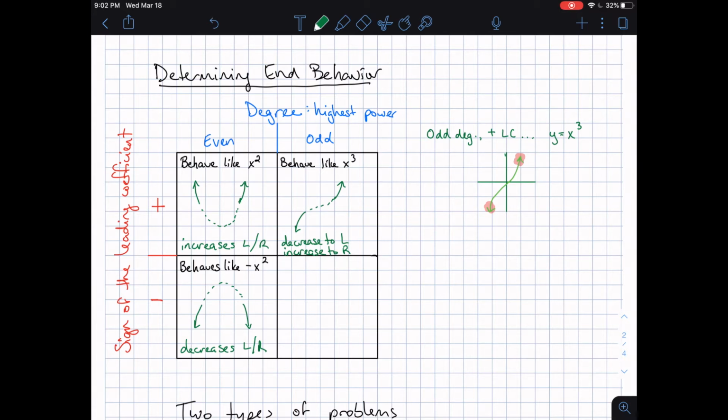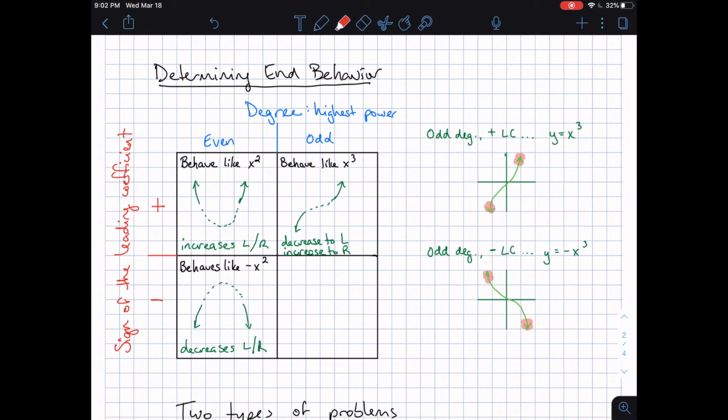Logically, if we use our intuition, I can consider what happens if I have an odd degree but a negative leading coefficient. If I consider something like negative x cubed, using our intuition, it would stand to reason that the same idea is going to happen as before, where this negative that we've now introduced is just going to make our graph reflect over the x-axis.